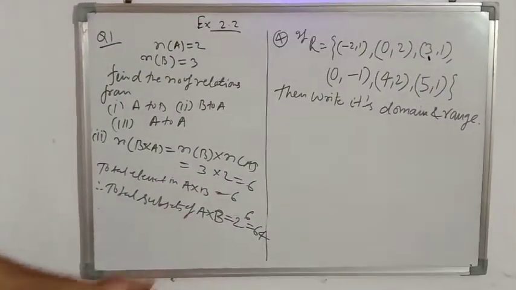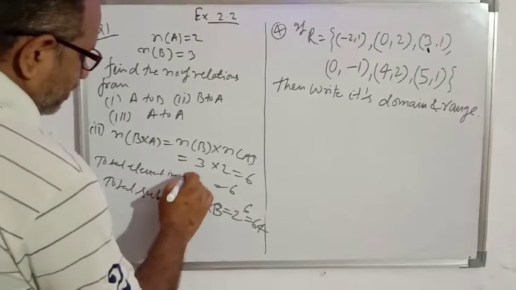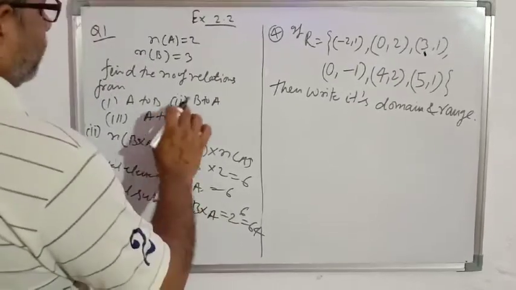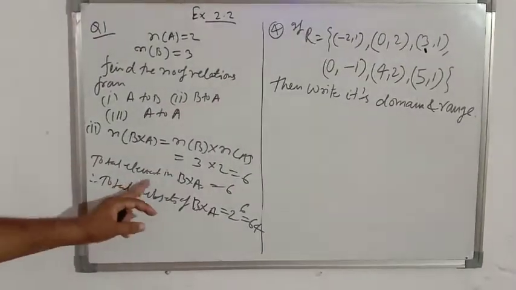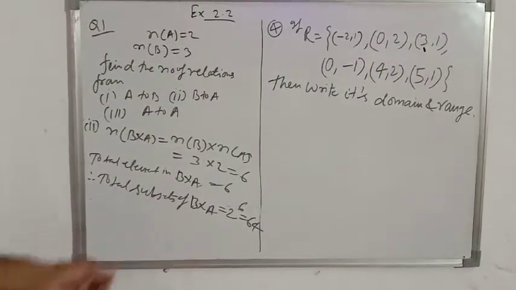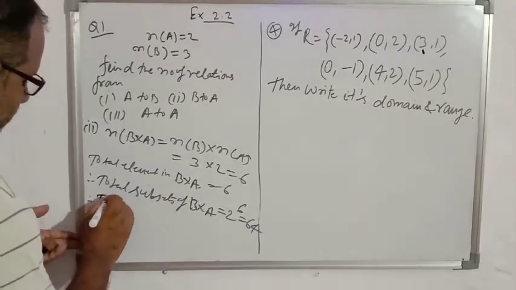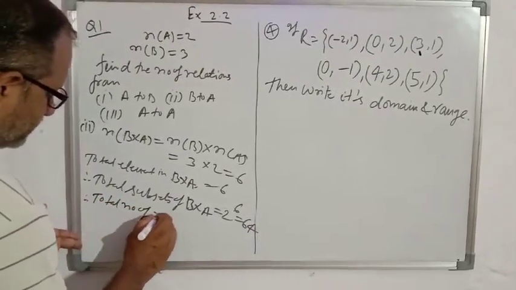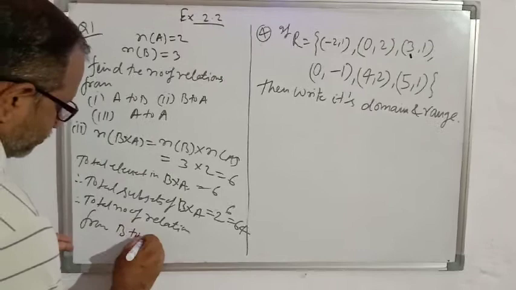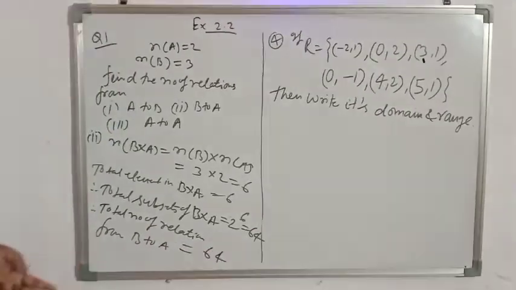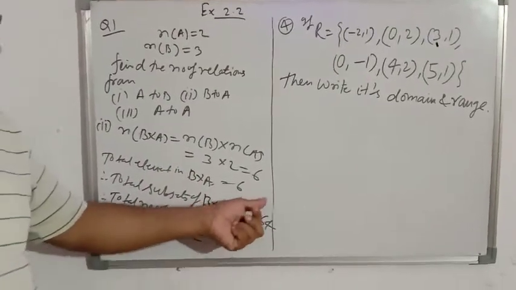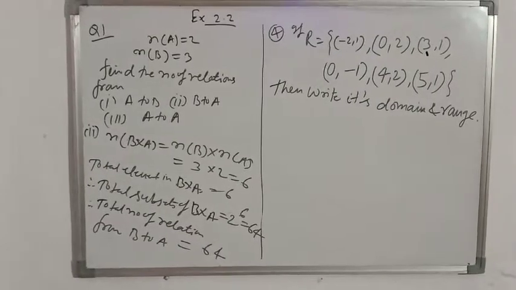Total subsets of B cross A, we will write. We have to find B to A. So total elements in B cross A is 6, so total subsets of B cross A is 64. Every subset is a relation. So therefore, the total number of relations from set B to A will be 64. So firstly find the total number of elements. Then using the formula 2 to the power n, you can write the total number of relations.